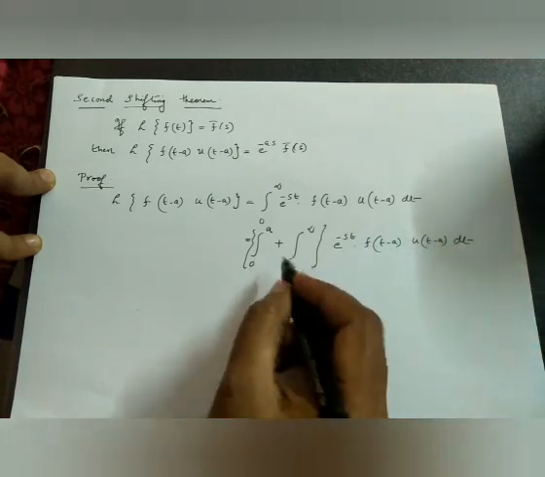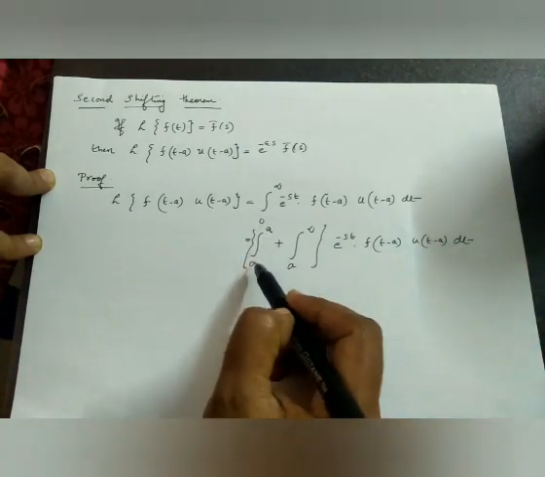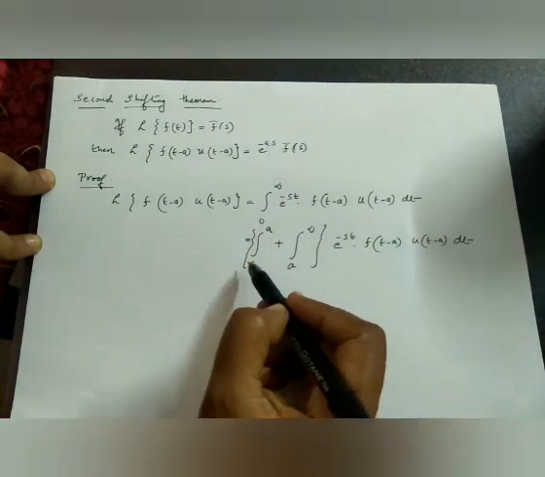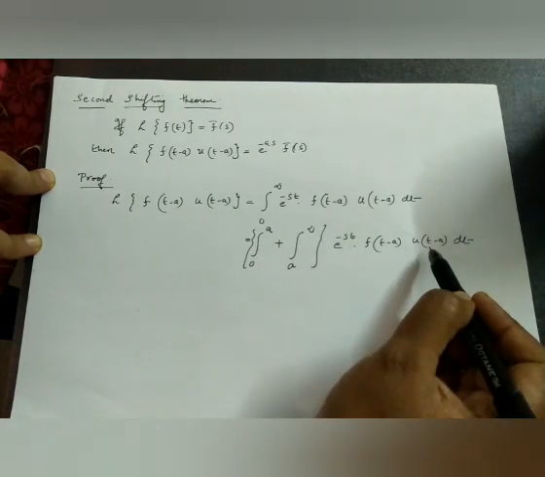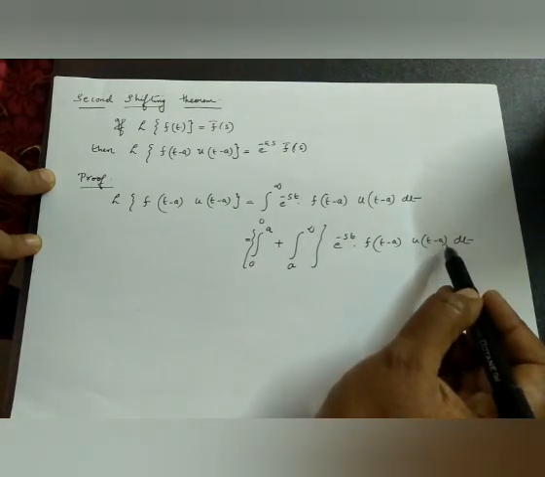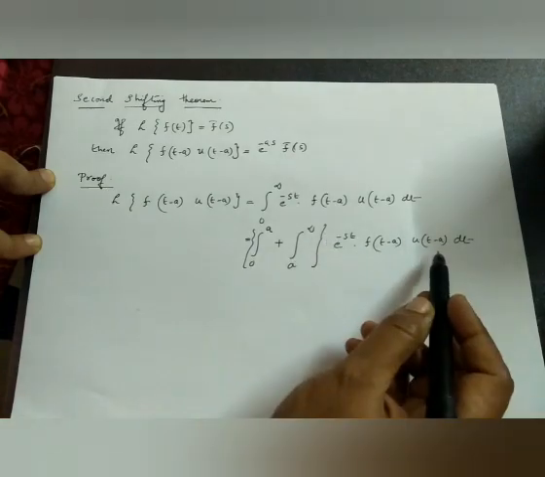I am dividing it into 2. 0 to infinity is divided into 0 to a and from a to infinity. From 0 to a, the value of u of t minus a is 0, that we already know, and from a to infinity it is equal to 1.